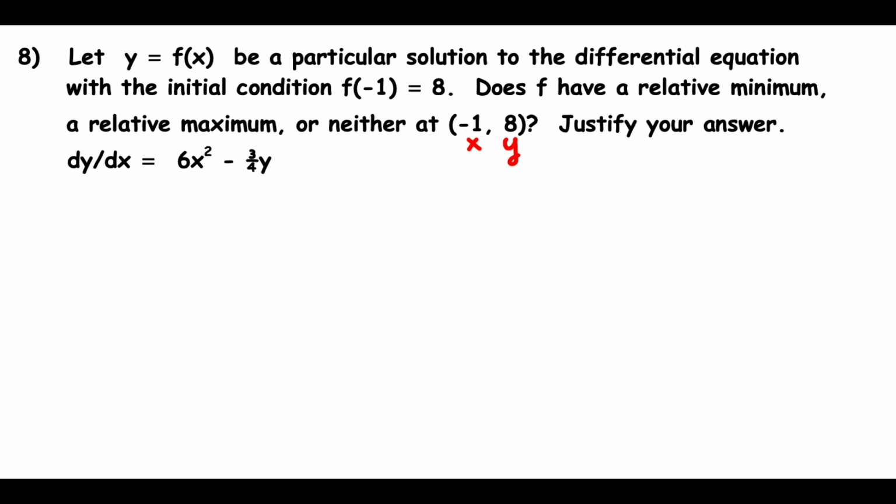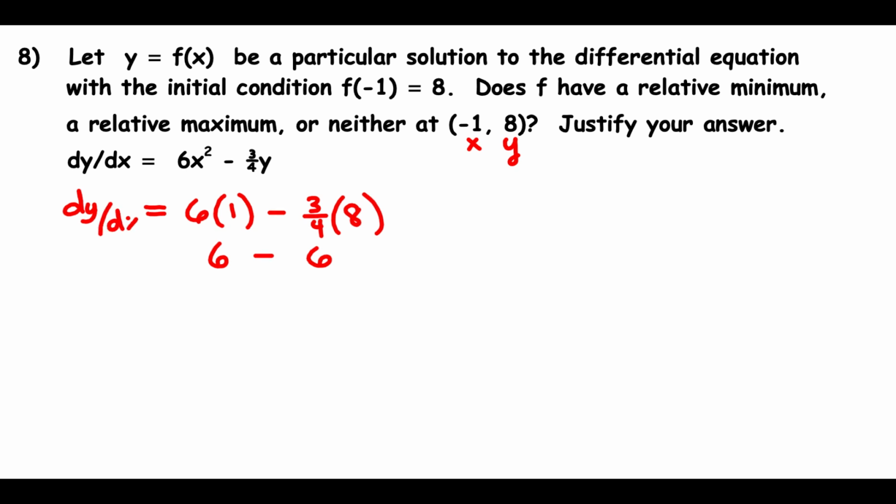If it makes the derivative anything other than 0, then max and min have been eliminated, and it's got to be neither. I have a feeling, though, being the author of this problem, that, let's see, 6 times negative 1 squared, that'll be 6 times 1, minus 3/4 of 8. Yeah, that's 6 minus 6. So the derivative is 0, which means all three choices are still very much alive. Although I think max and min have a better chance, generally, on this kind of problem.